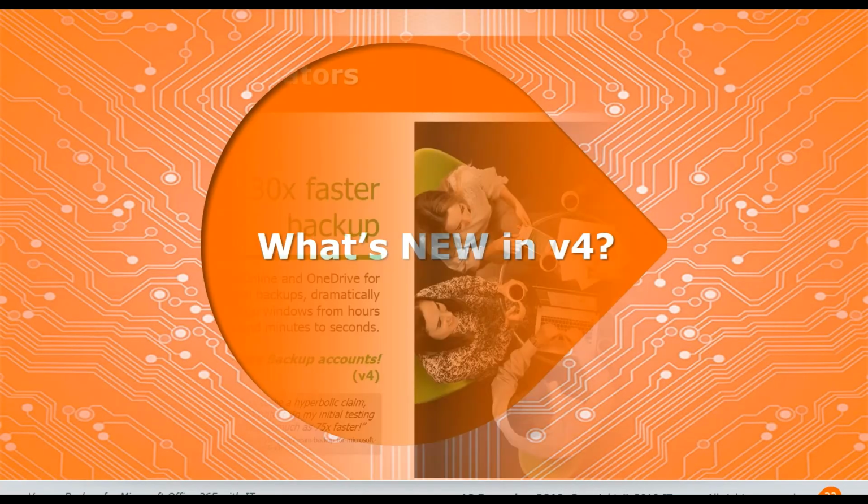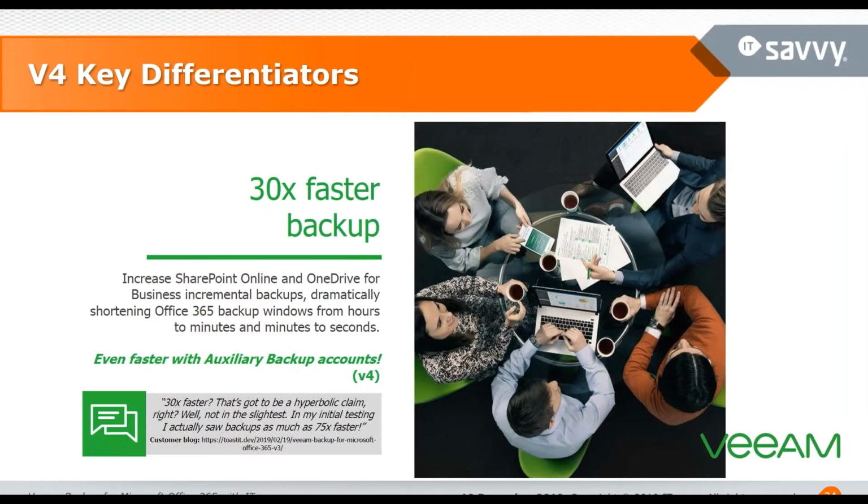So our backups have gotten even faster. They got faster in version 3 with our access to change block tracking, and we're even faster now with our ability to include additional backup accounts. Microsoft has different things in place to protect their bandwidth so they can provide service to everyone. That can sometimes slow down our backups, and we're now able to operate auxiliary backup accounts within our product to maintain a speedy backup process.